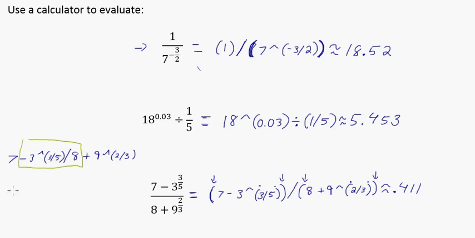So really what the calculator will do is it'll mistakenly do this calculation if you don't wrap it in parentheses: 7 minus 3 to the 3/5 over 8 plus 9 to the 2/3. That's the calculation the calculator thinks that you're trying to do if you don't wrap the numerator and denominator in parentheses.